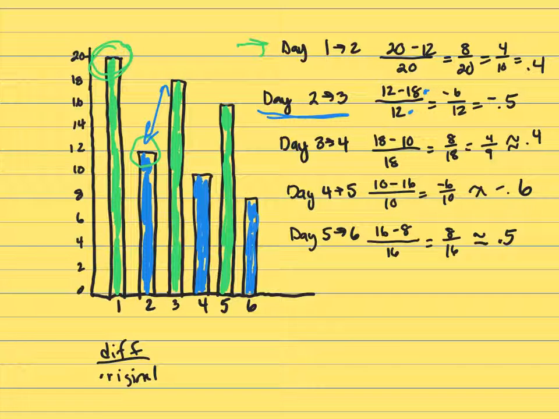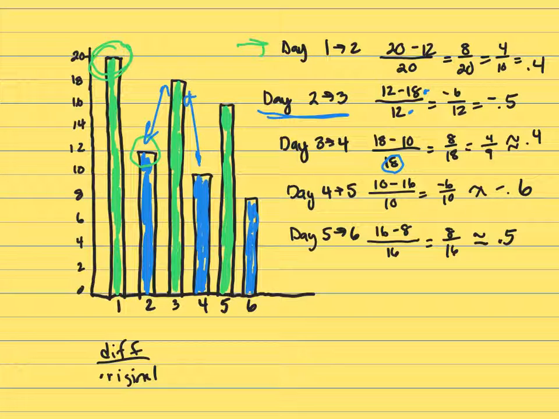In day 3, day 4, so that's this piece here. So that's 18 minus 10, 18 minus 10 divided by 18. That's the first number. And I'll just guess this. 4/9. That's approximately about 40%. A little more than 40%. I didn't do the actual.